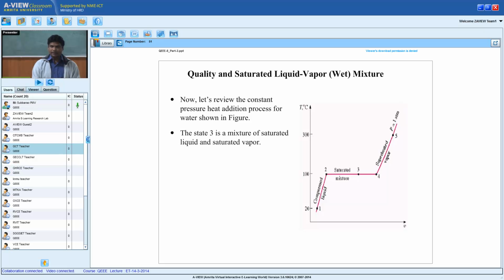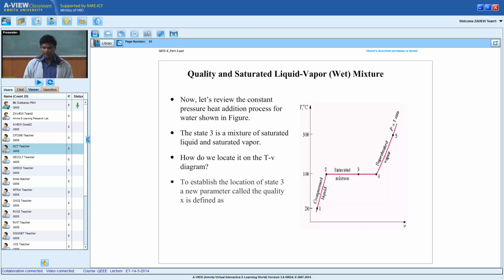State 3 is a mixture of saturated liquid and vapor, which I explained to you. And how do we locate it on the T-v diagram? I gave you that by defining x. To establish the location of state 3, the quality x is defined. How did I define this particular one?